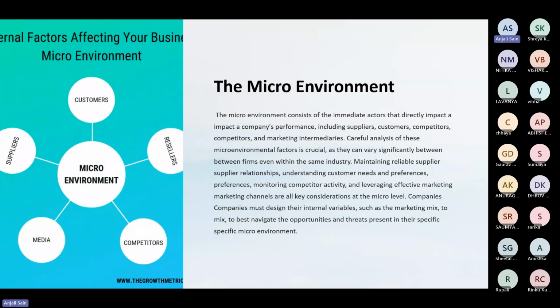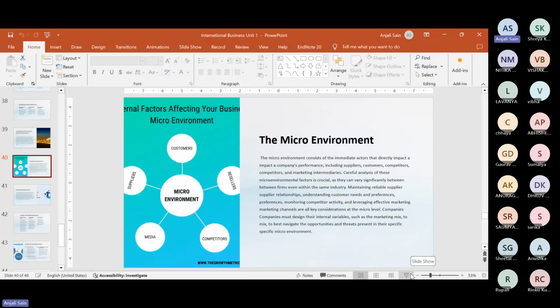तो माइक्रो एनवायरमेंट में मैं क्या डिस्कस कर रही हूँ कि मेरे कस्टमर्स, मेरे सप्लायर्स, मेरे रीसेलर्स, मेरे कॉम्पिटिटर्स और मेरी मीडिया, how these 4-5 factors are affecting my business activities. On the micro level, I have to analyze these factors because these factors can have a significant impact on the performance of my company. Any doubt in micro environment?